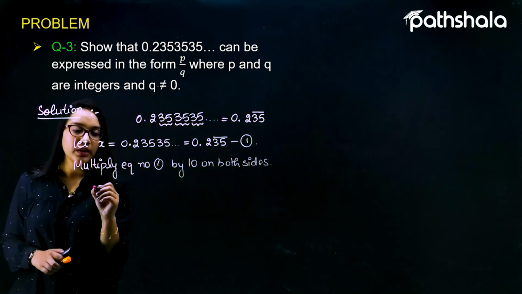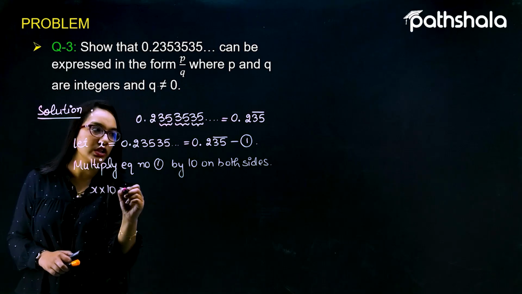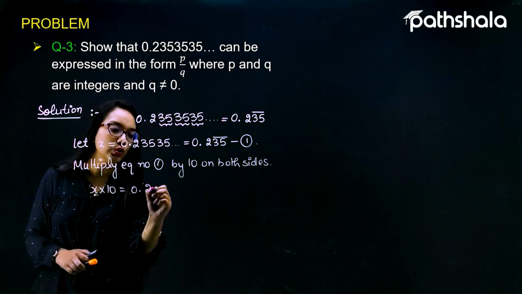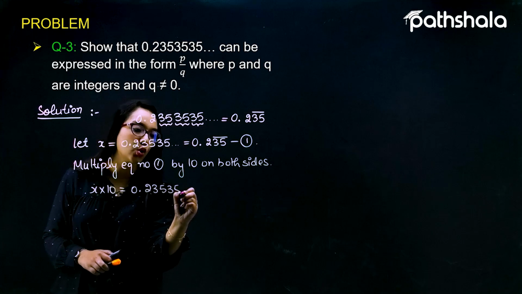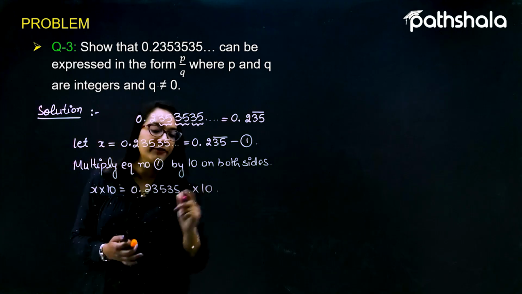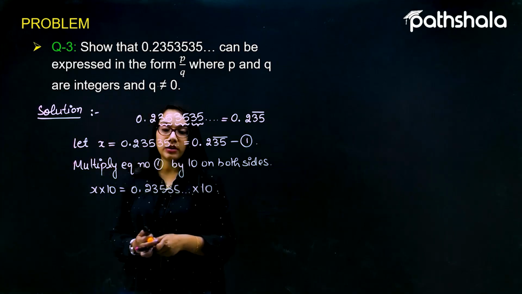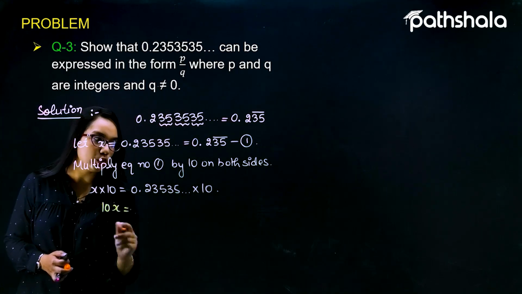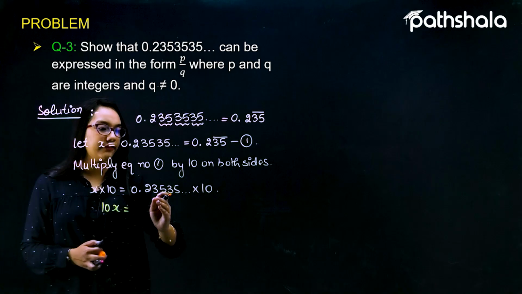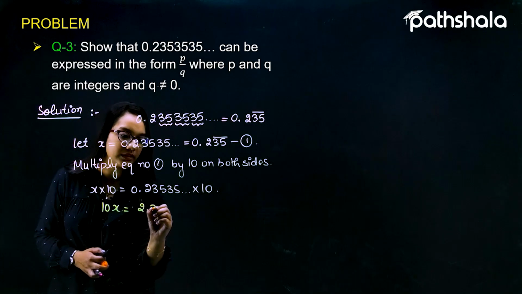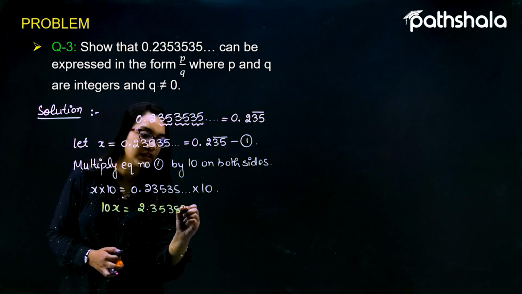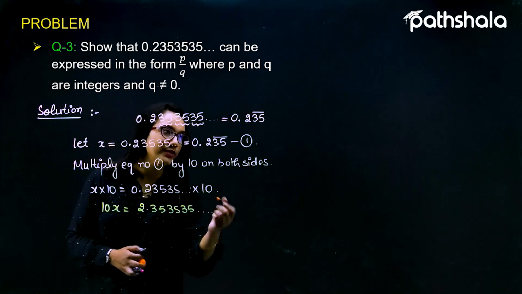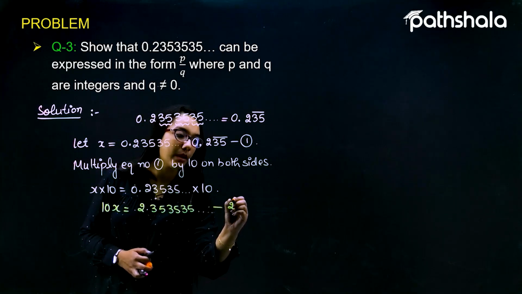So it will be x into 10, which is equal to 0.23535 and so on, into 10. After multiplying it with 10, the equation will be 10x equal to 2.353535 and so on. Let us call this equation number 2.